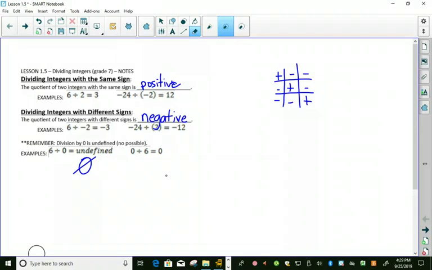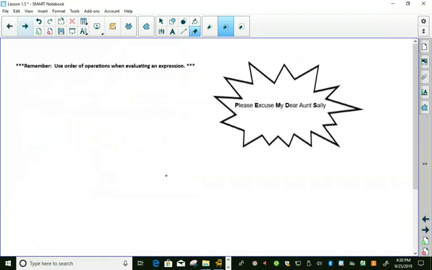So these are the division problems. When you get into problems now, you're going to start to see more than one operation. You're going to start to see addition, subtraction, multiplication, and division. So you want to make sure that when you're doing that, you're still following the order of operations, which, a reminder from last year, was please excuse my dear Aunt Sally, or a lot of people used PEMDAS. Remember, there are 4 steps to the order of operations.